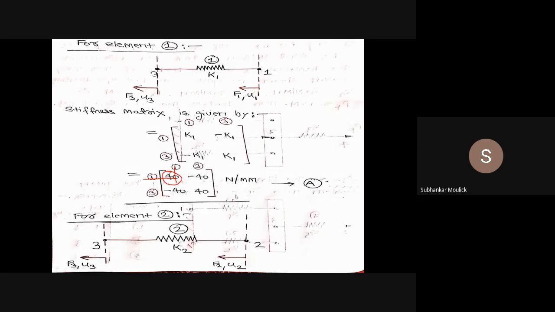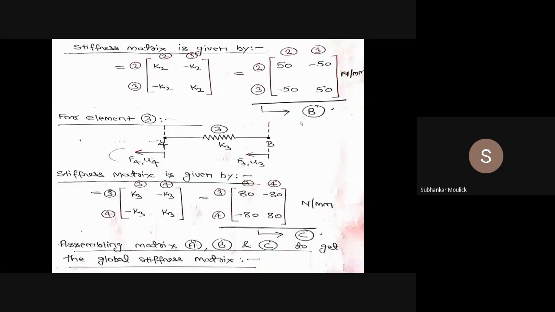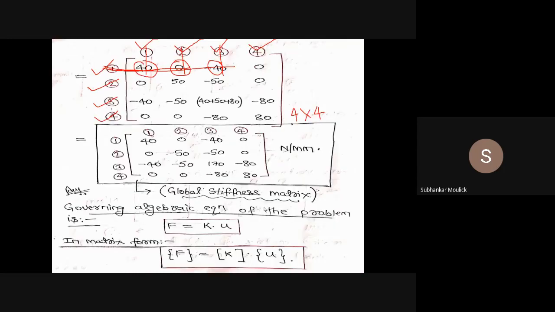In the first matrix, the first row and third column is minus 40. In the second matrix, there is no first row and third column. In the third matrix, there is no first row and third column. So it will be minus 40. Likewise, you have to complete this entire global stiffness matrix. Is it clear to all of you?